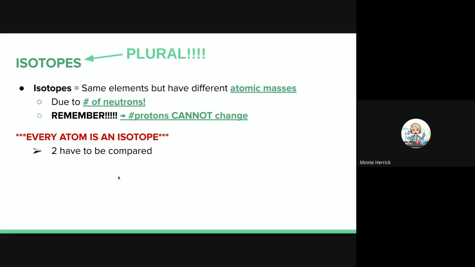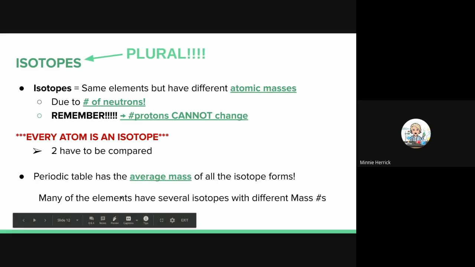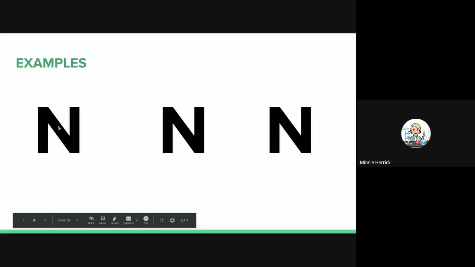So the periodic table has the average mass of all the isotopes that element forms, okay? Many of the elements have isotopes with different atomic masses, but what you're seeing on the periodic table is the average mass of all the isotopes. Okay, so here's some examples. We have N, we have another N, and we have a third N.